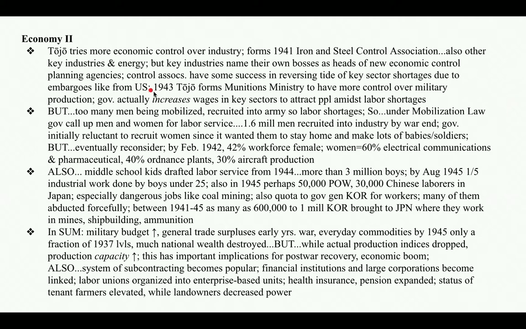In 1943, Tojo formed the Munitions Ministry to have more control over military production, and the government actually increased wages in key sectors to attract people amidst labor shortages. Now, labor shortages was a major problem. Why are there labor shortages? Because, of course, most working able-bodied men are being recruited to fight as soldiers in the war. So the mobilization law also allowed the government to call up men to serve in key industries, and women as well for labor service. Ultimately, 1.6 million men were recruited into industry by the end of the war.